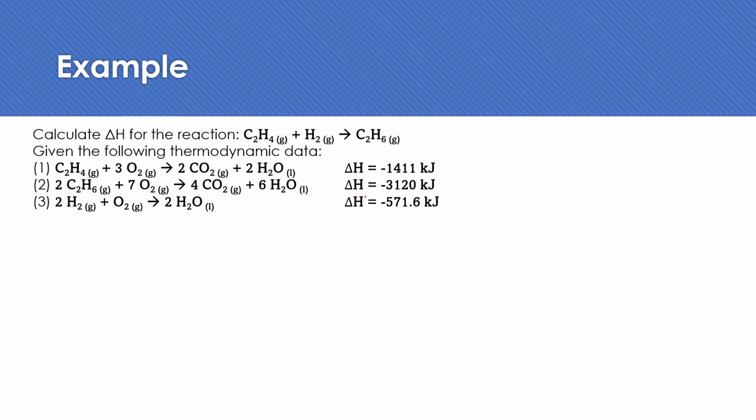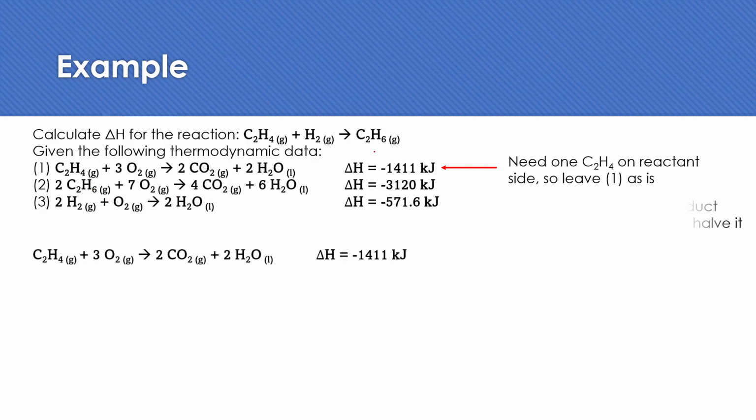Okay, so the best way to evaluate is to say, I know what I need and I know what side I need it on. So I need 1 C2H4, and I look at equation 1, and look, I've got 1 C2H4. And that's the only place I see it in the reactions, so that has to be like that. So I'm going to leave that one normal. I'm just going to put it down here.